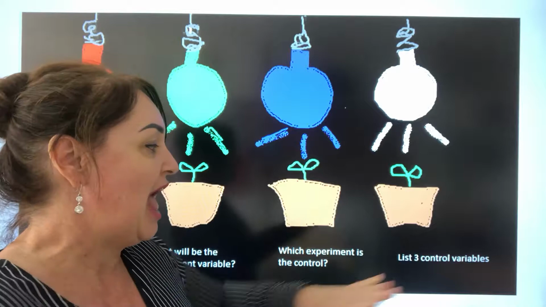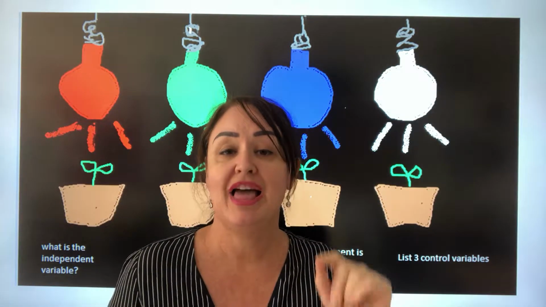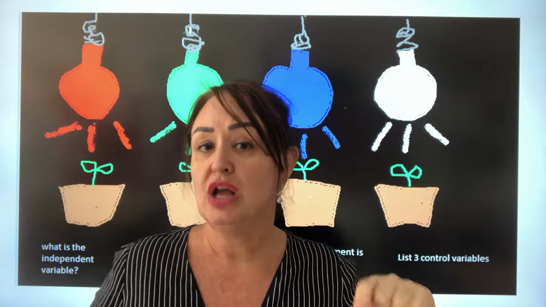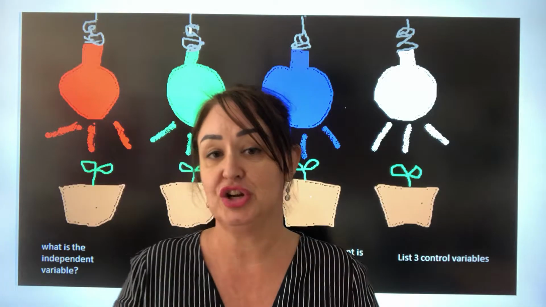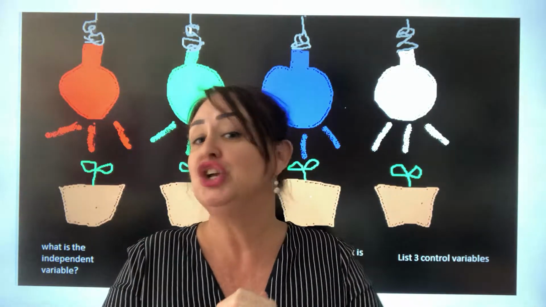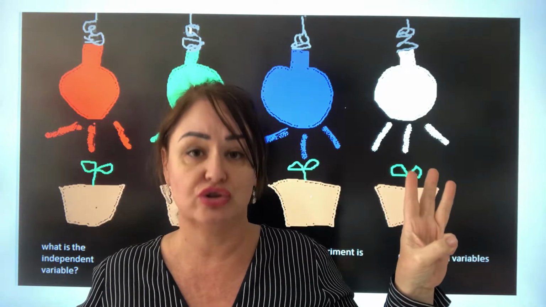And then our 3 control variables, let's remember, they are all the things that we control to produce a fair test. So if I ask you the question, how can you make it a fair test? You're going to tell me 3 things that you can control. They are your control variables.